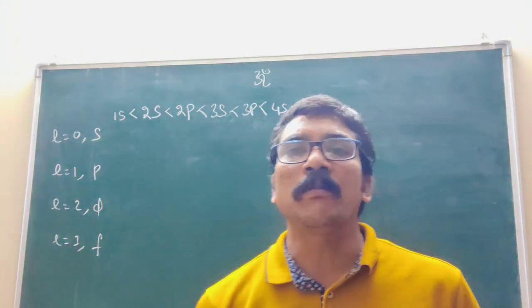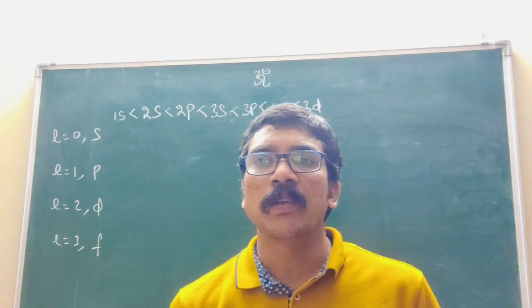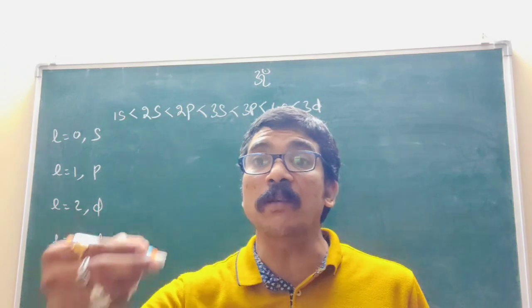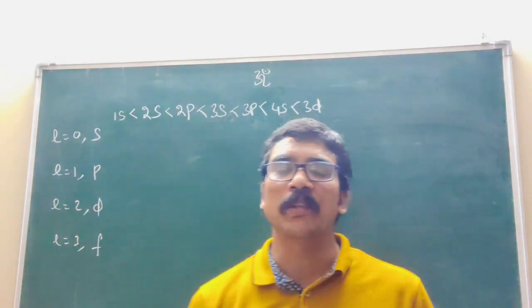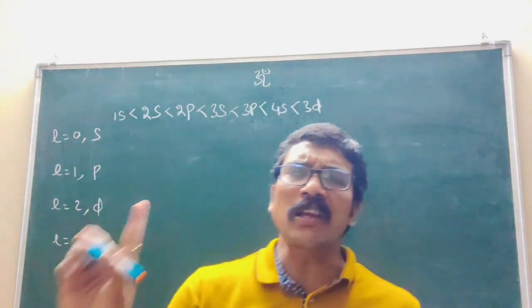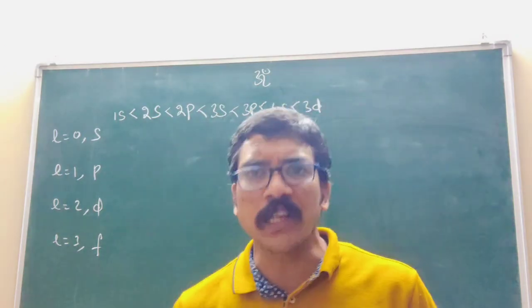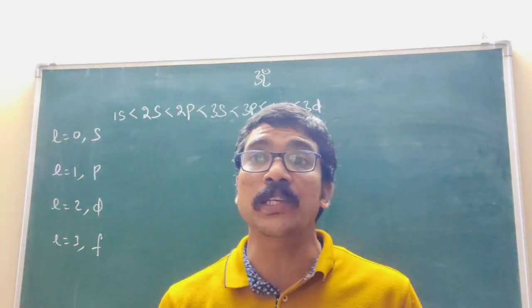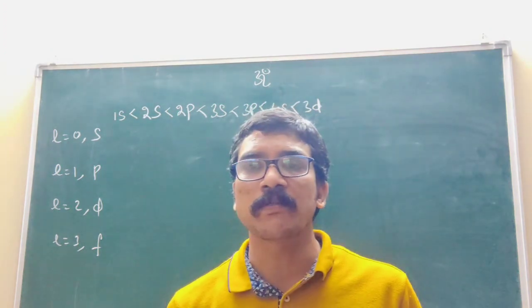The next element, magnesium, is 3s2. Beryllium, magnesium, calcium, strontium, barium, radium: all these elements have ns2 as the last shell electronic configuration. There is no exception.